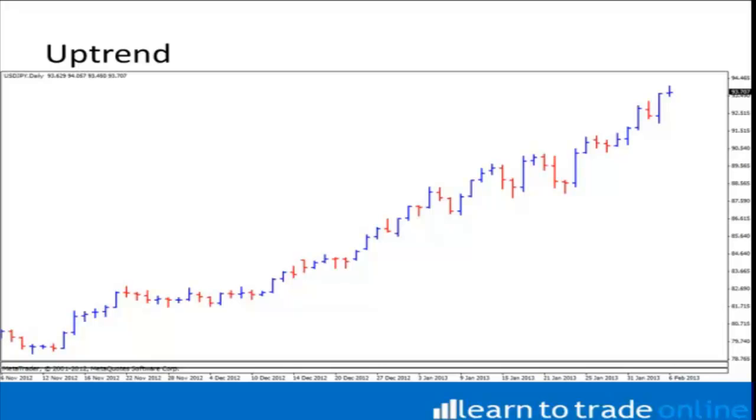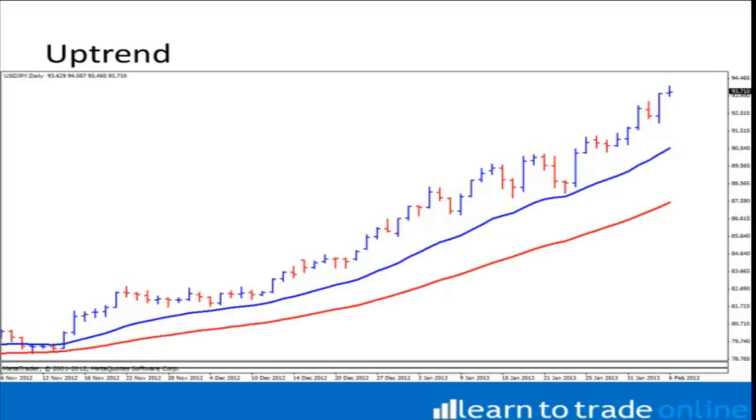Step 2 is to make sure the chart's moving from the bottom left-hand side of your screen to the top right-hand side of your screen. And you can see here we've got ourselves a very clear, clean upward trend. Step 1 is looking at the price bars, more blues than reds. And step 2 is looking at the overall direction of the market.